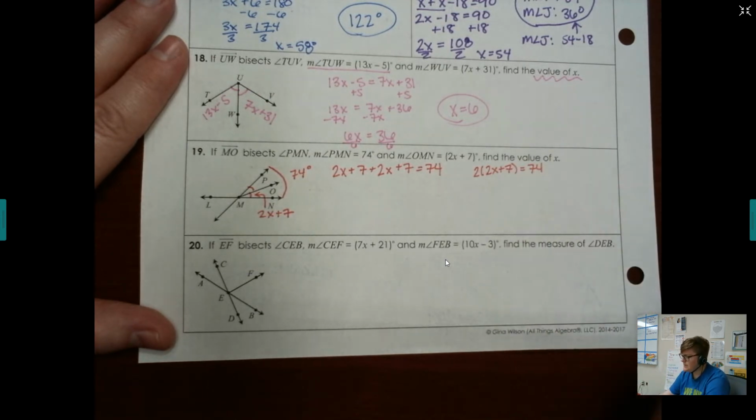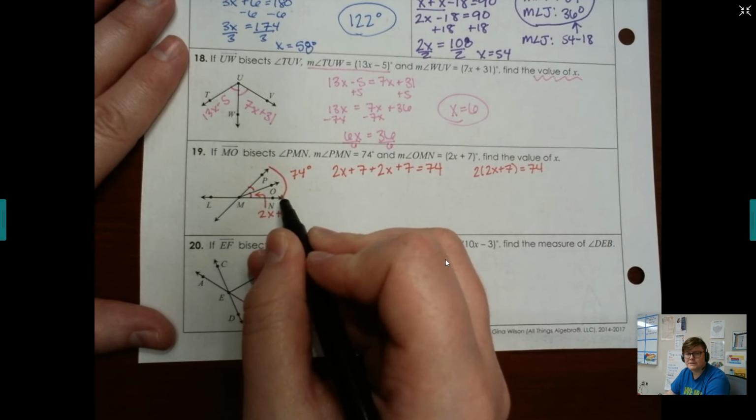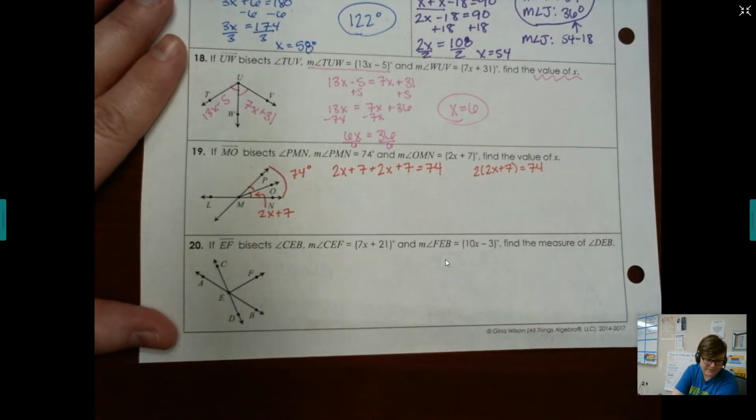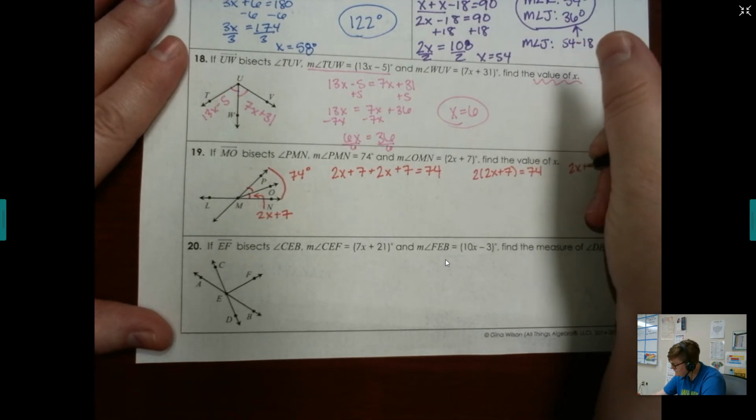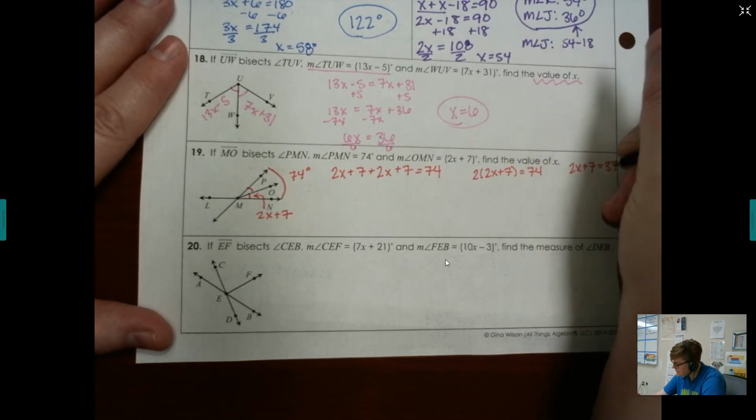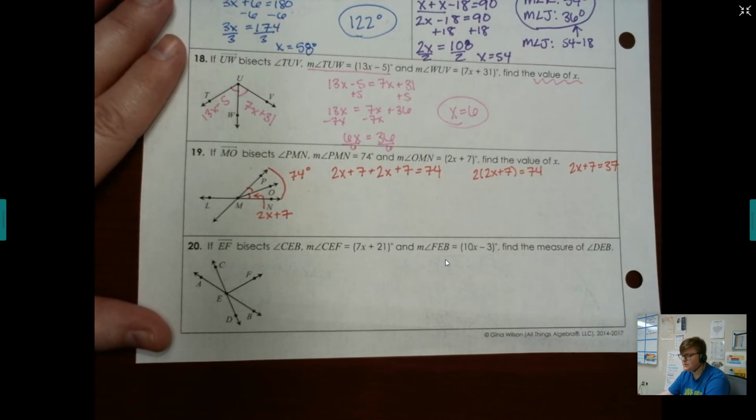And then a third way is, well, I know that this is half as much as the whole, so I can find what half of 74 is, 37, and set it up that way. And I'll show you that you'll get the same answer for all three of these.